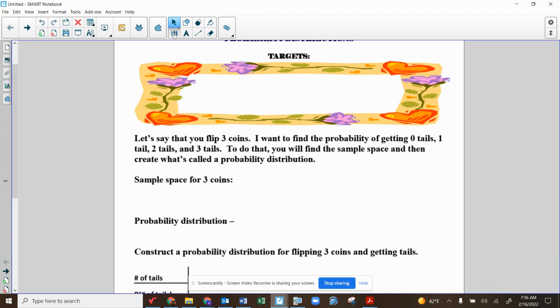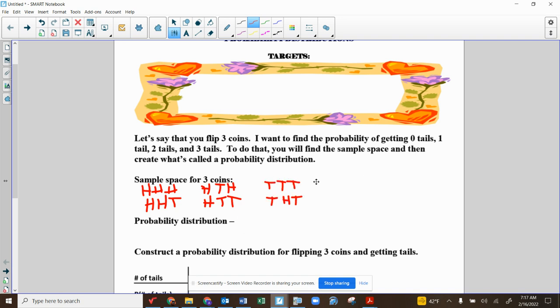So if I'm flipping 3 coins, here is the sample space. I could get all heads. I could get heads, heads, and tails. I could get heads, then tails, then heads. These two are different. This is getting tails on a different coin than this one. I could do heads, tails, and tails. I could do all tails. I could do tails and heads, and you get the idea here. So there's 8 different ways that you could flip 3 coins.